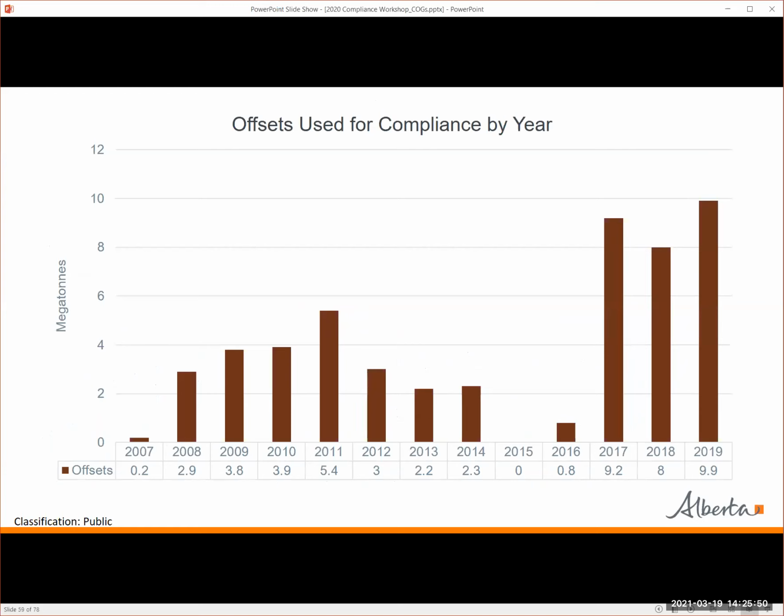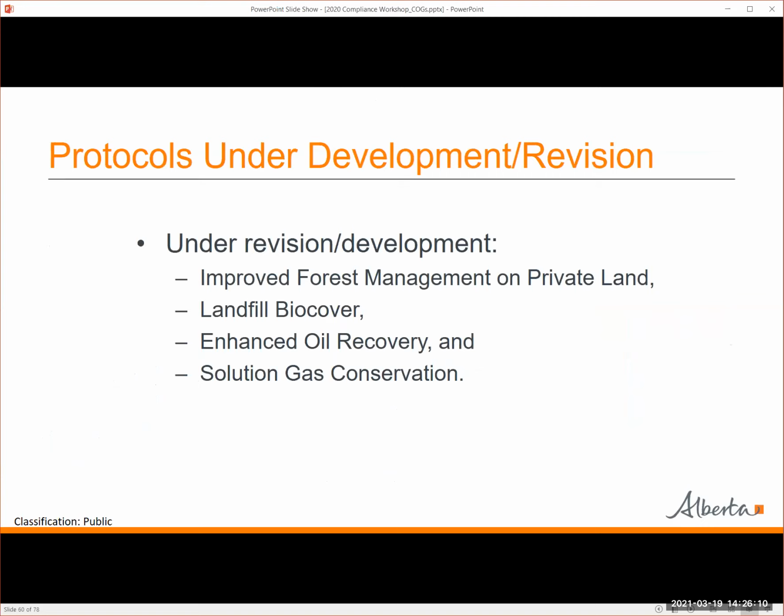This is just a quick overview of how offsets have been used for compliance over time. And I wanted to just highlight that this is a system that has been growing and its usage has been significant. Next slide, please. Just then finally wanted to overview that in addition to the solution gas protocol that I mentioned, we have 3 other protocols that are currently under development or revision. And these are the ones listed here. So like I said, the system is growing and we continually welcome proponents who have ideas for offset projects or project types to come to us and we can discuss developing them. If you're interested in that, I can also describe that process in more detail through the Q&A.